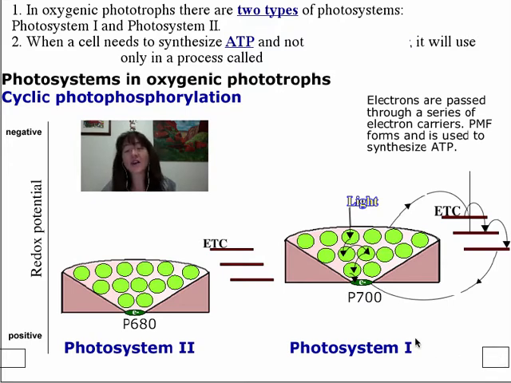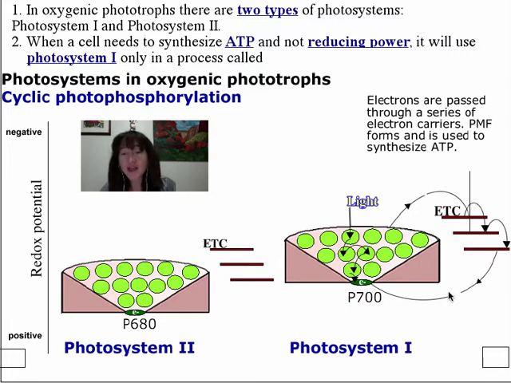And that's actually why the one on the right is called Photosystem 1, because it's the one that's active all the time, no matter whether the cell needs to synthesize just ATP or whether it needs to synthesize both ATP and NADPH. Photosystem 1 will always be active. So in a cell that only needs to synthesize ATP, then only Photosystem 1 will be called into action. So a cell that's not making any reducing power will only use Photosystem 1.